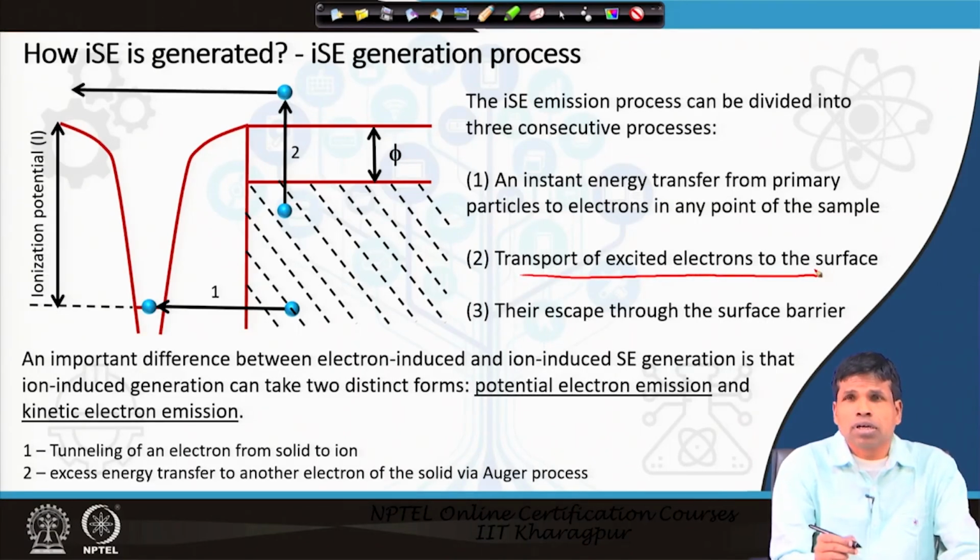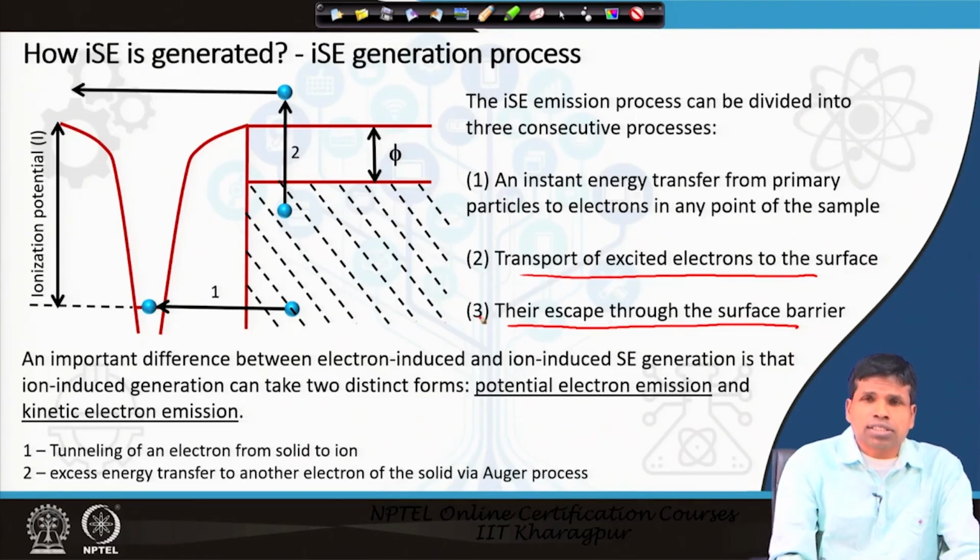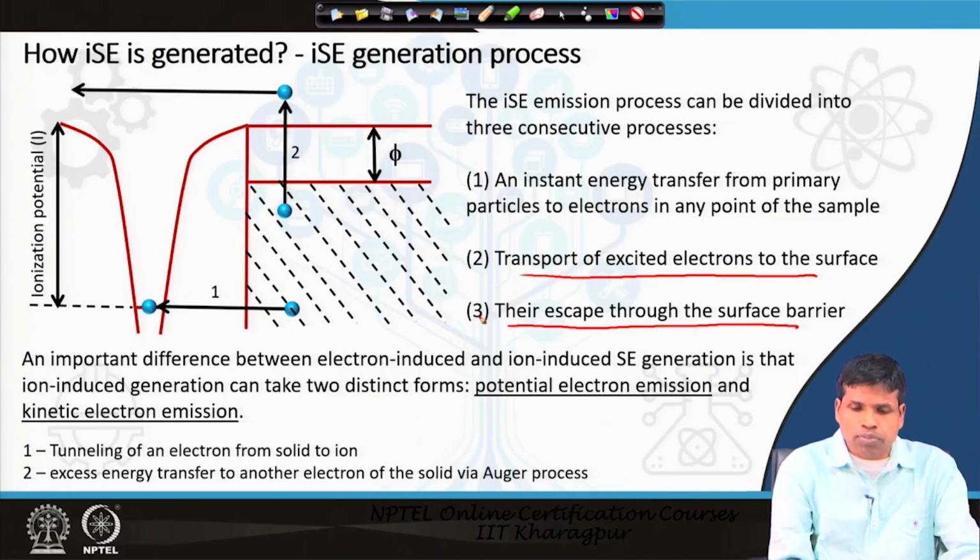Then the third step is escape through the material. So, once it reaches the surface, it has to come out of the surface, then only we can detect it. Now, it will depend on the work function of that specimen or material. Smaller the work function, easily they will come out. If larger the work function, it will take little difficulty to come out from the specimen. So, the third step, their escape through the surface barrier, nothing but work function, is also material dependent. So, this second and third step depend on the material, but let us look at the first step.